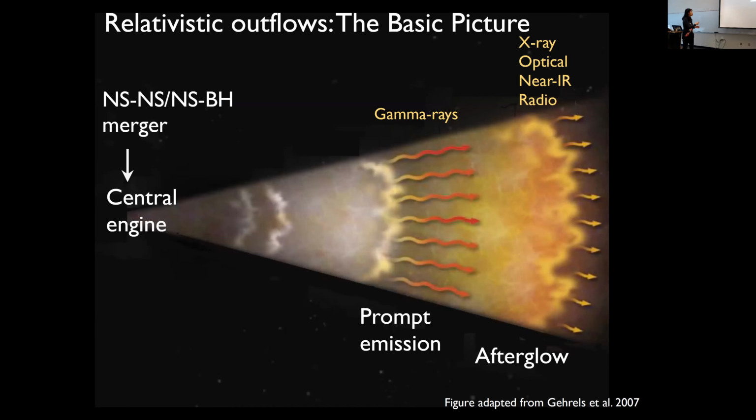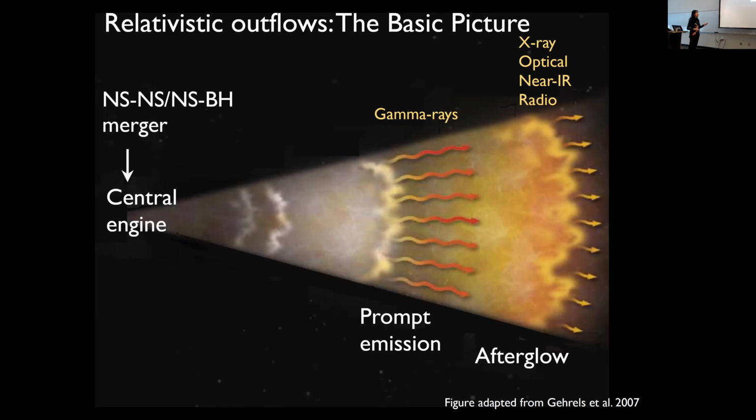It gives rise to a central engine, probably a transient accretion onto a black hole. That gives rise to a relativistic blast wave that gets shock heated and produces gamma ray emission. That's why we call them gamma ray bursts. It's the first thing we see, and that's called the prompt emission.